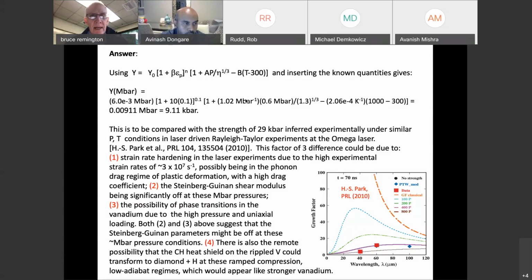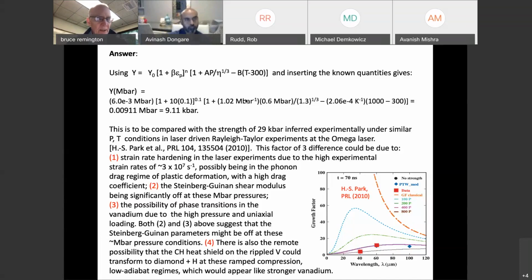Another is that the Steinberg-Guinan shear modulus prediction is simply wrong at these megabar pressures, which is quite possible. Another possibility is there might be phase transitions in the vanadium, whereas the Steinberg-Guinan parameters were set for the ambient phase at a megabar or close to a megabar. It may have gone through a phase transition. So if the phase is different, then all of the thinking that went into the coefficients of the Steinberg model would have to be rethought because the lattice is different.